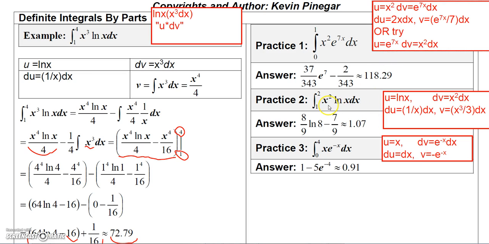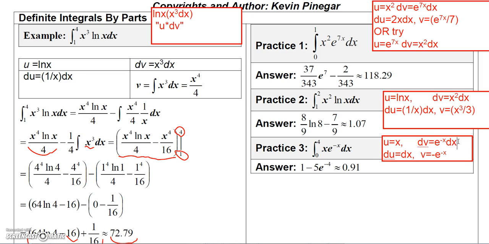Now on number 2, I would let u be the natural log of x, remember, because you can't really integrate that nicely. So let's let u be that so that I can just take the derivative of it to get du. And then let dv be the x squared dx. And then you can integrate that and get x cubed over 3. Okay, actually I'm telling you wrong here. You don't get the dx there. When you integrate this, you just get the function x cubed over 3. So that's my bad right there. Okay.